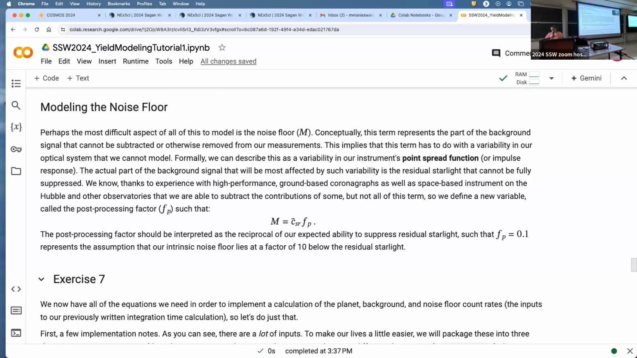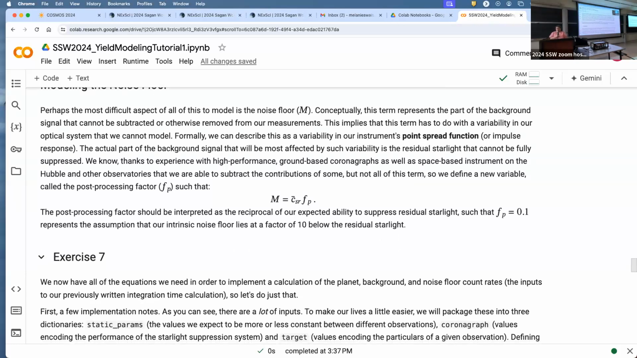So the last thing that we have to talk about here is the noise floor, and how are we going to handle modeling the noise floor? Now, I've already said that this really represents the thing that cannot be subtracted. It is systematics. It's things that you can't average out. Just integrating longer doesn't help you here. So you're not going to break through this barrier with your current instrument.